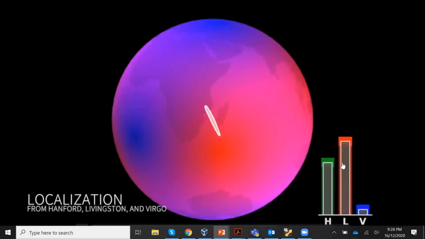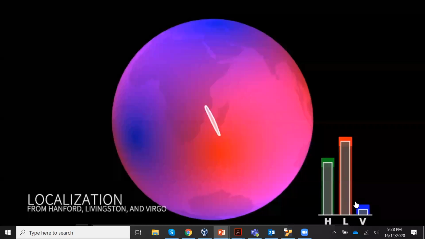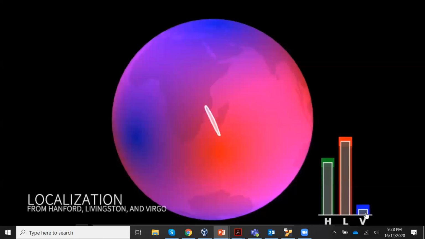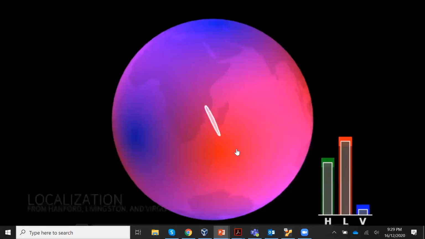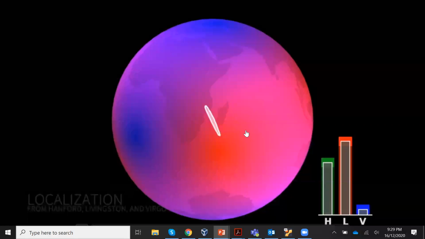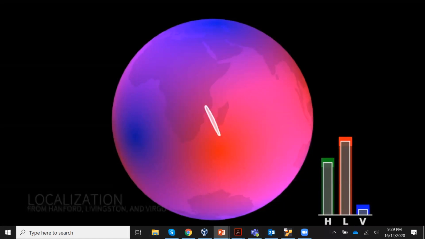So despite the fact that Virgo got very low SNR and was actually unable to detect it very well, in spite of that, we get very good localization. I think this was around 28 square degrees in the sky. This was a very good localization because we knew that Virgo had a blind spot in this region, and we could remove that part of the sky and therefore get a very accurate localization.